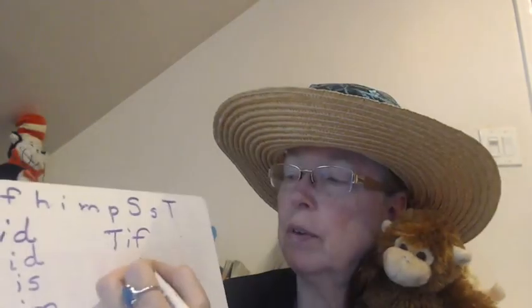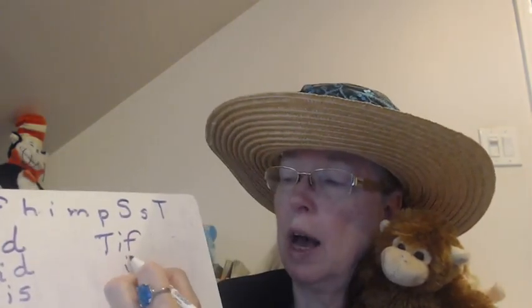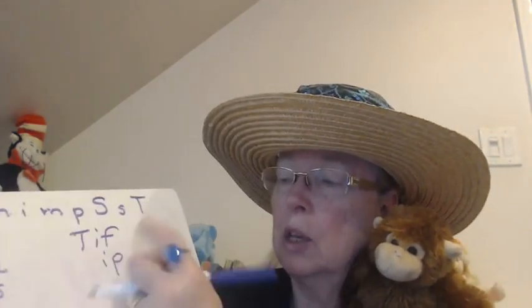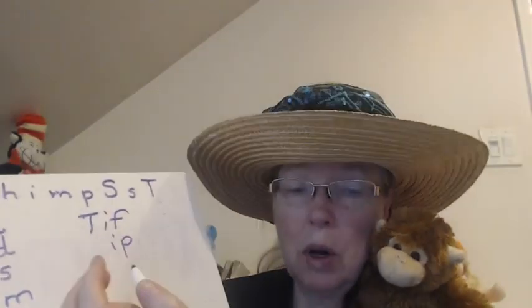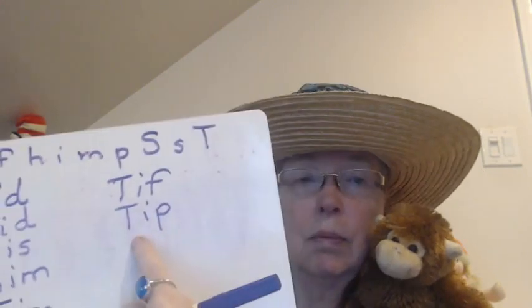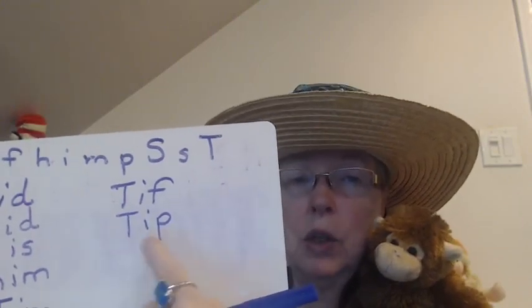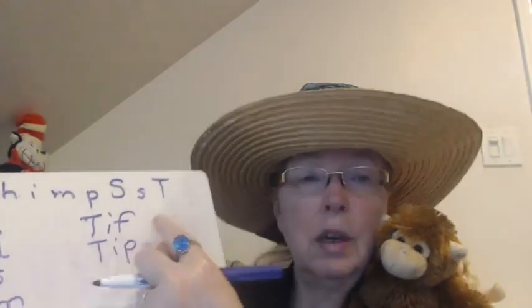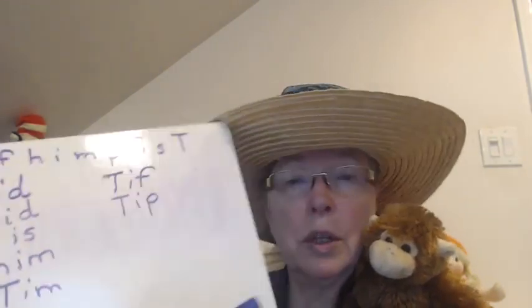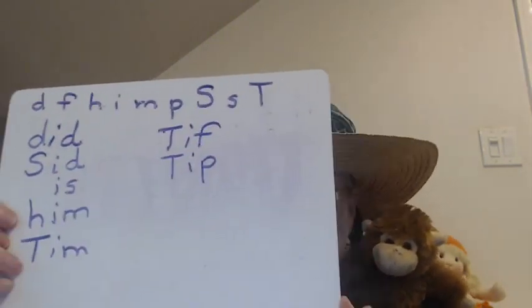And then we again are going to create another word. We're going to have short I with a P. So the word chunk here is ip. And we're going to add an uppercase T. Tip. Now this could be a boy, it could be a girl, or it could be a pet. So could Tiff. So could Sid or Tim. Any of these could be. We won't know until we read the story.